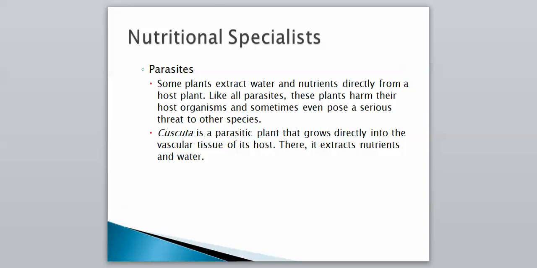So literally, the most effective way, I guess, for a plant to be a parasite is to inject its way right into the xylem and the phloem of another plant. Another plant that does this as well is mistletoe. If you did not know that, mistletoe is known as a type of parasite as well.